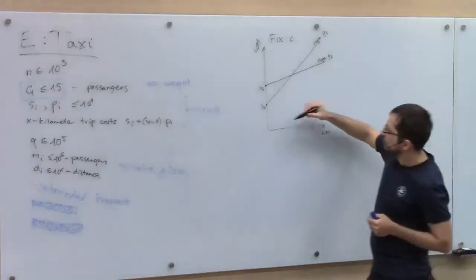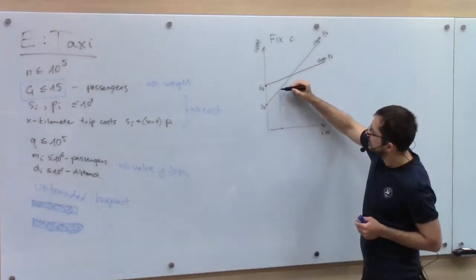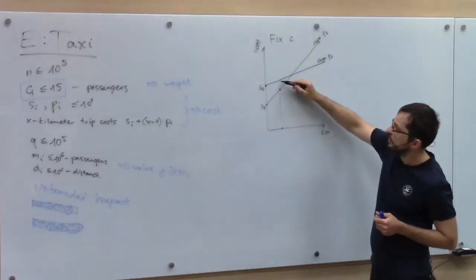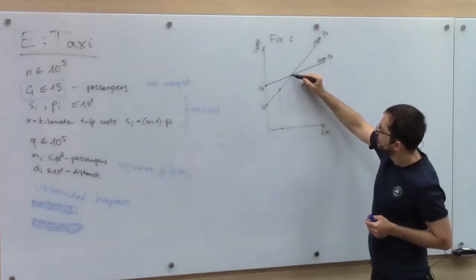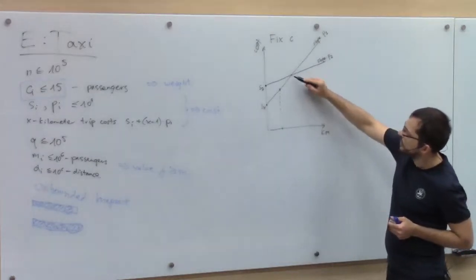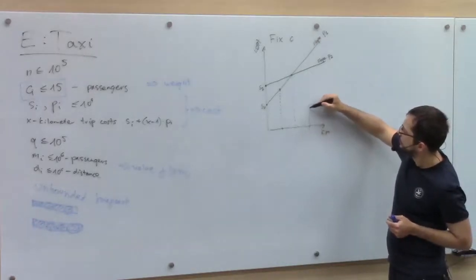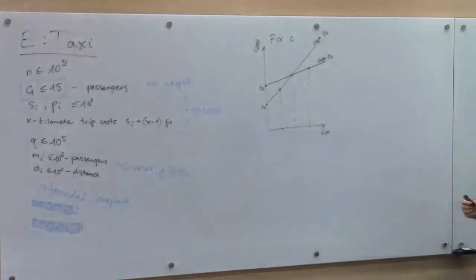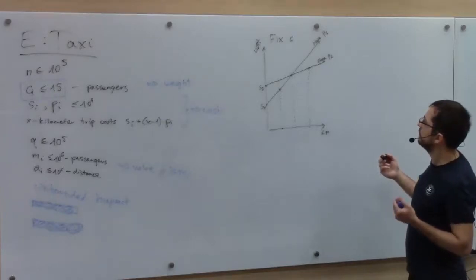So if we would like to go this amount of kilometers, it's best to use the first cab because it will give us the lower cost. But if we are after this point of kilometers, so for instance, if we are here, it's better to use the second cab. And we can have more cabs.